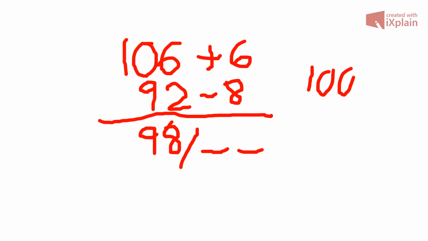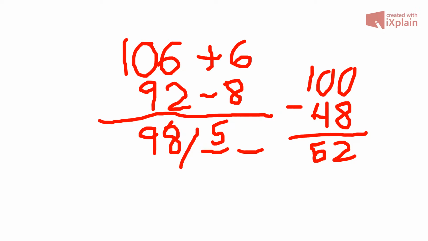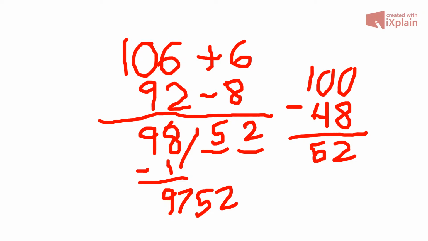So 100 minus 48 is what? 52. Yes. So we put the 5 and the 2 here, subtract 1 from the 98, so we get 9,752. So that's another scenario for the Nikilam method.